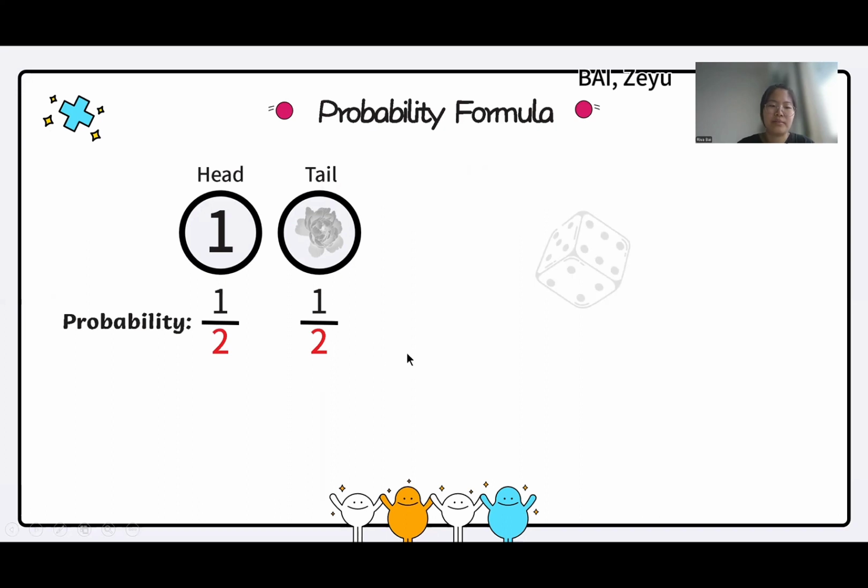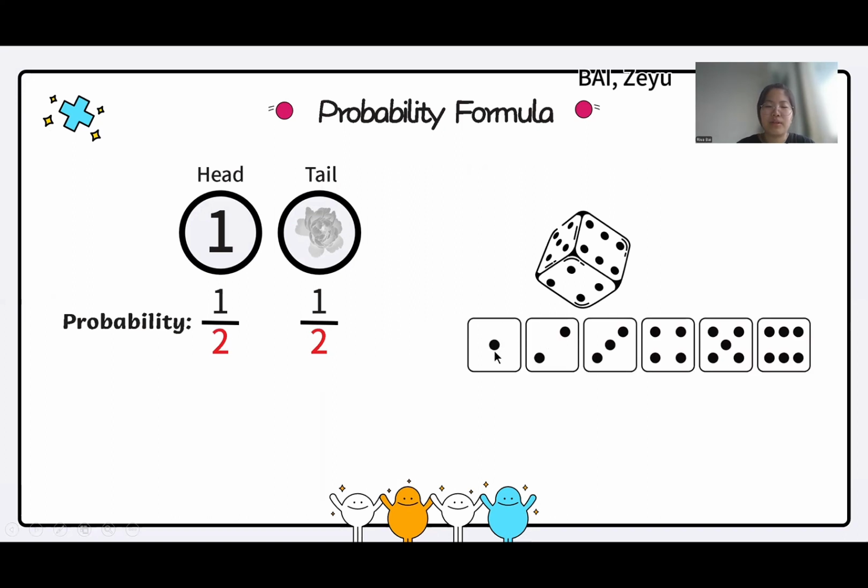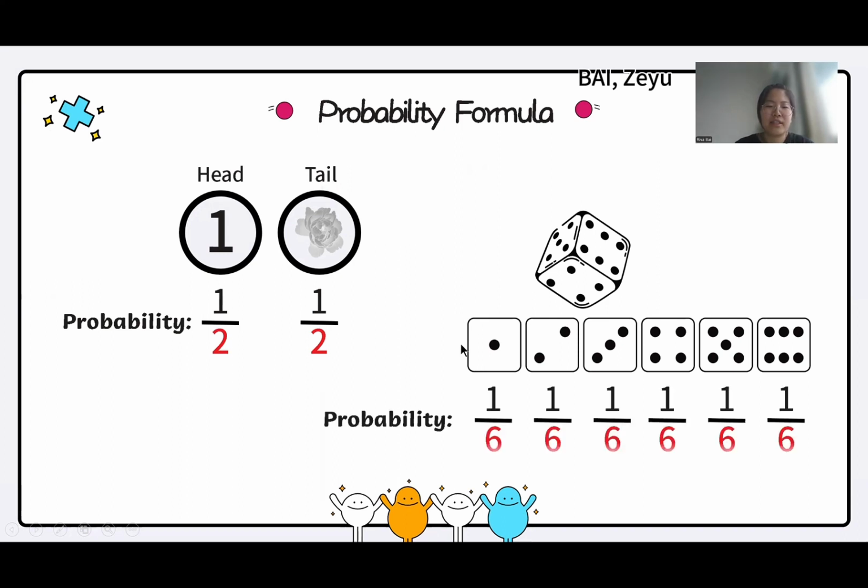For another game, we throw a dice. We can get 6 different numbers upward: 1, 2, 3, 4, 5, 6. So the probability of each side is equal to 1 over 6, because totally it has 6 cases, and each of these cases is equally likely to occur.